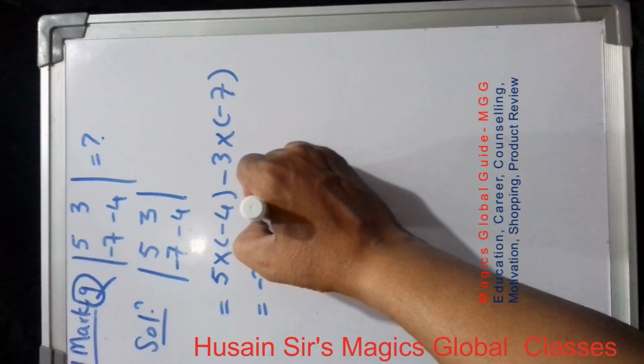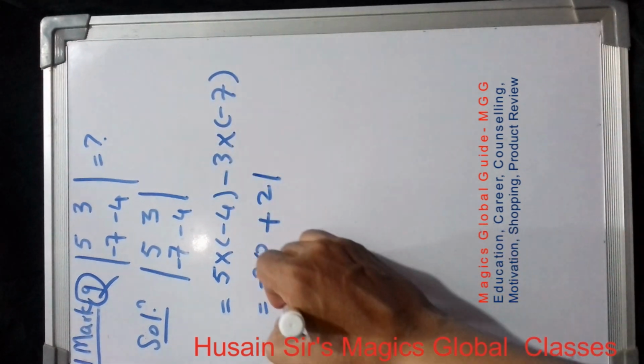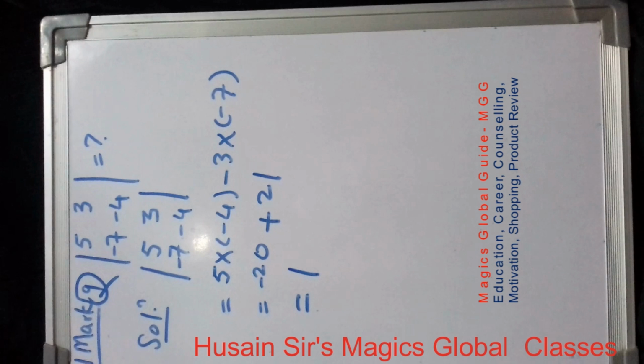The next question, we have to find the value of the determinant 5, 3, minus 7, minus 4. So this is going to be 5 into minus 4, then minus 3 into minus 7, so it will become minus 20 plus 21, so the final answer will be 1.